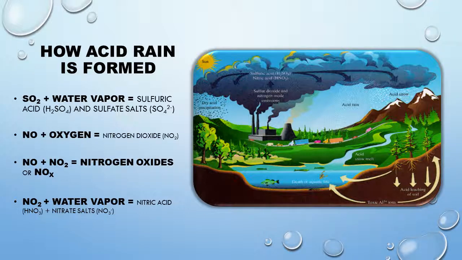I mentioned acid rain in the previous slide. This slide provides a diagram depicting how acid rain occurs. The two primary components of acid rain are sulfur oxides and nitrogen oxides, or SOx and NOx.